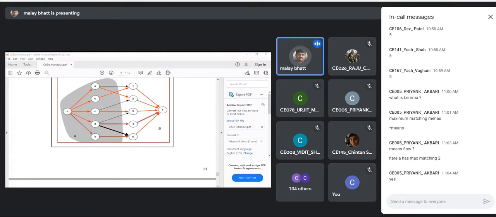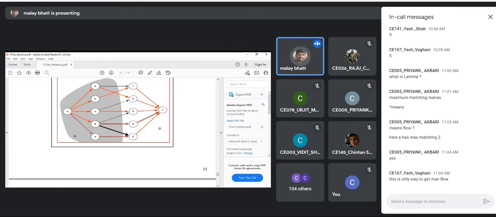Here, if I assign A to 1, then node B will not be assigned to any task. Is it clear? It is visible in the graph. If I assign person A to task 1, then there is no task which I can assign to B. So it will not give me a maximum matching. It will give me a matching of 4 only. So that's why it is not a maximum matching.